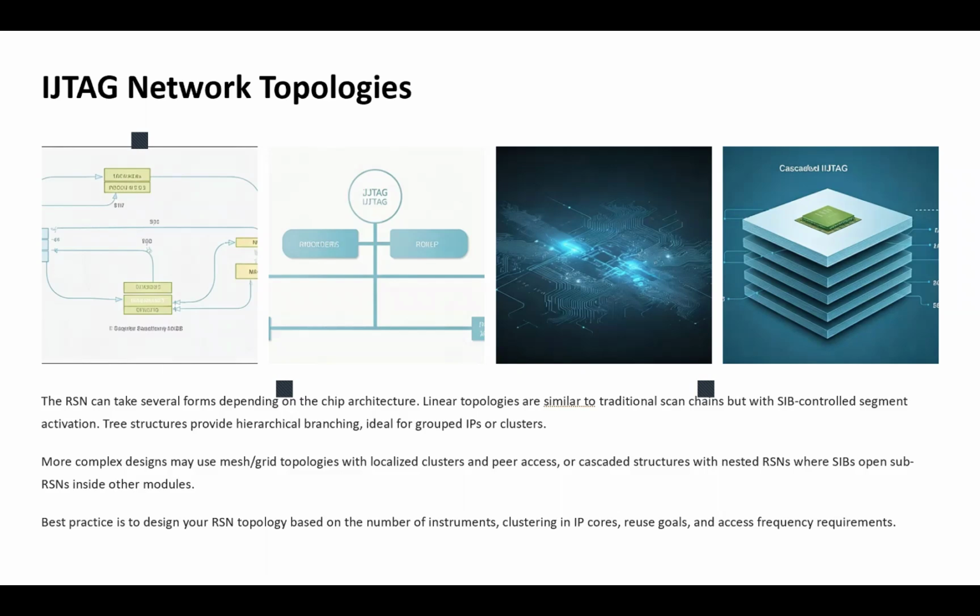For example, a system on chip may have a communication block that has its own RSN, so that IEEE 1687 allows us to open a segment insertion bit at the top level, then dive into the sub-level nested RSN inside that IP block. So by that we maintain the modularity while allowing deep controlled access.